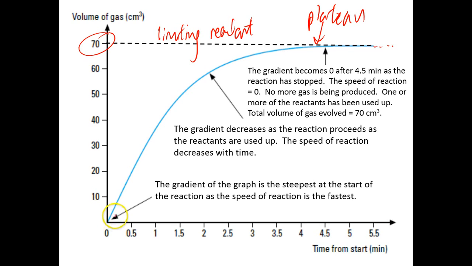You notice that the gradient of the graph becomes less and less steep. If I were to draw a gradient here, this would be my gradient. If I were to draw a gradient here, this would be my gradient. And over here, this is gradient 0. So you notice that the gradient gradually decreases. Why is that so? We will cover this later on in this topic.